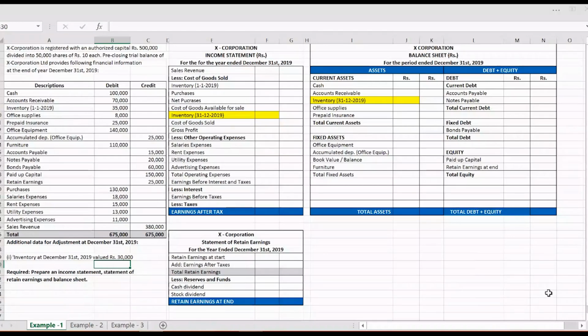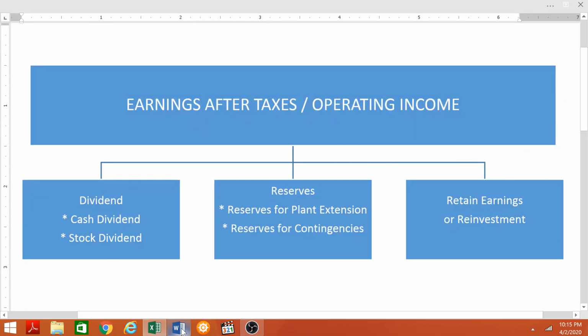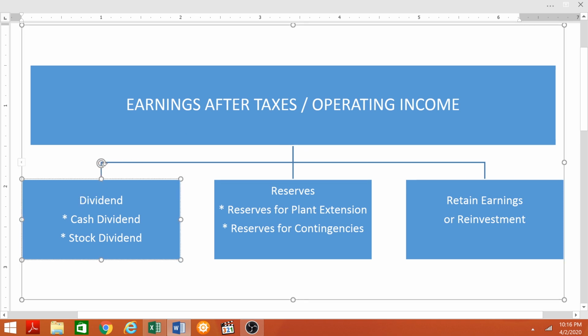Hello students. Before I start to teach you the construction of statement of retained earning, let me explain to you what is retained earning first. Remember, as we already have calculated the operating income or earnings after taxes, out of income, a certain amount is given to shareholders, which is called dividend.